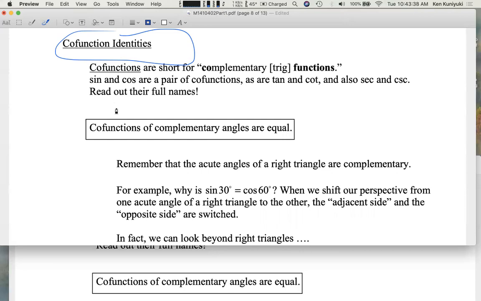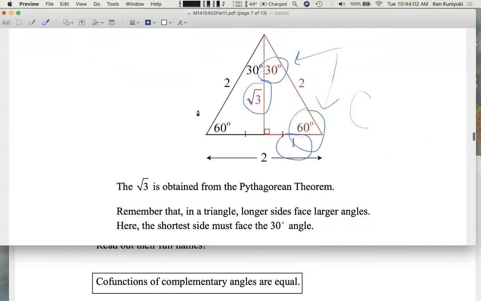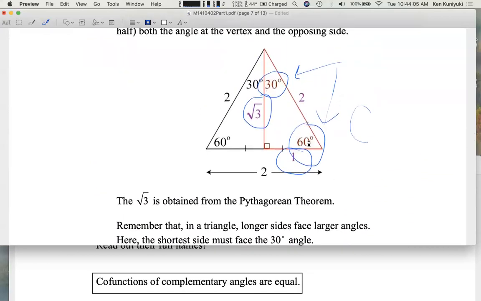In case you're wondering how these were related, these are pairs of cofunctions: sine and cosine, tangent and cotangent, secant and cosecant. So how are these related? I'll give you an example. The secant of 30 degrees will be the cosecant of 60 degrees, and the secant of 60 degrees will be the cosecant of 30 degrees. Again, that's because we're switching the adjacent and opposite sides when we switch angles.